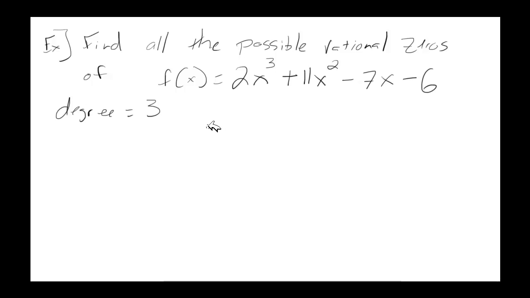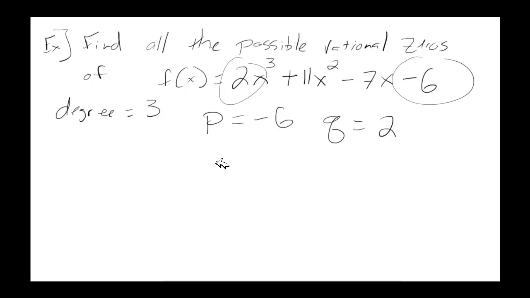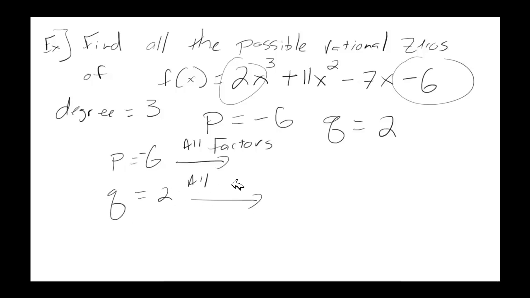So first thing I'm going to figure out is what p and q are. So here, p is equal to minus 6, that's my constant term, and q here is equal to 2, that's my leading coefficient. Okay, and what I like to do is take p and q, and I want all the factors, because I need to do all of the possible ratios. So I need all factors of minus 6, and I need the same thing for q. I want to list all the factors.